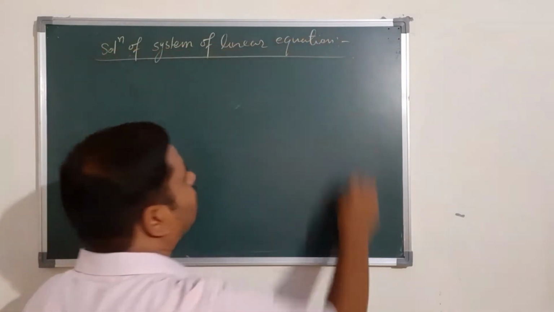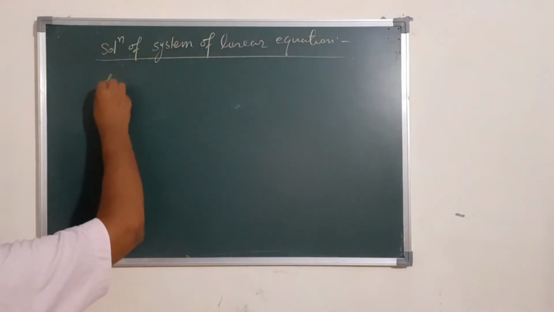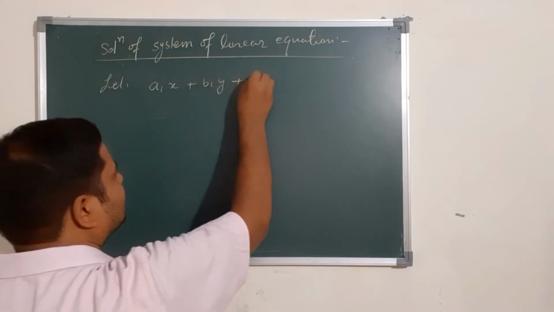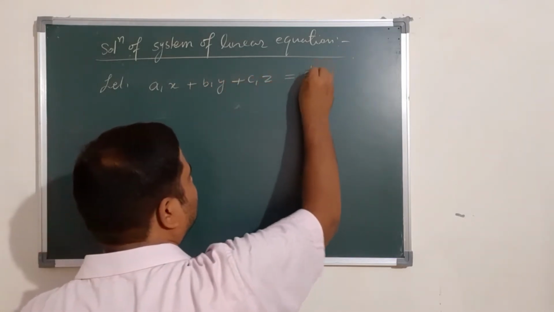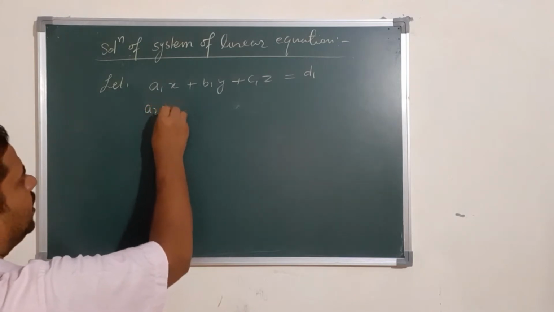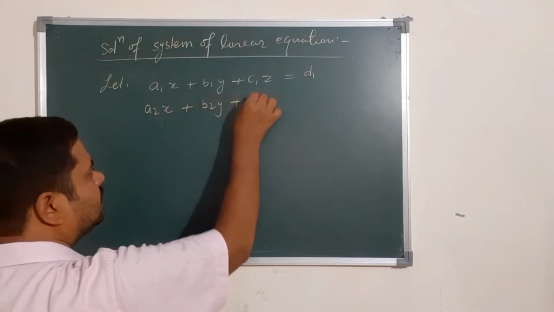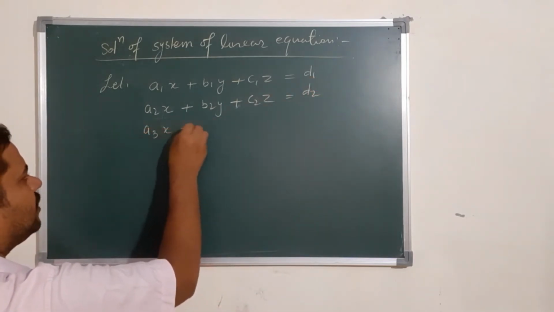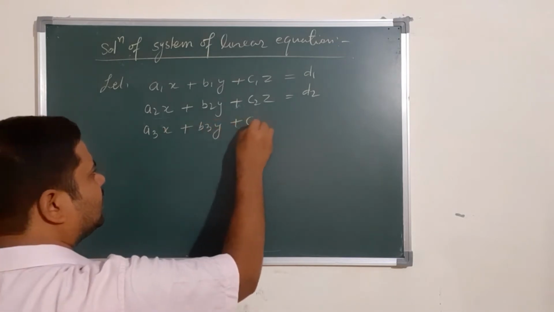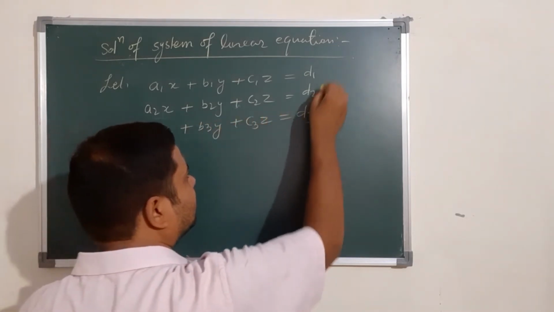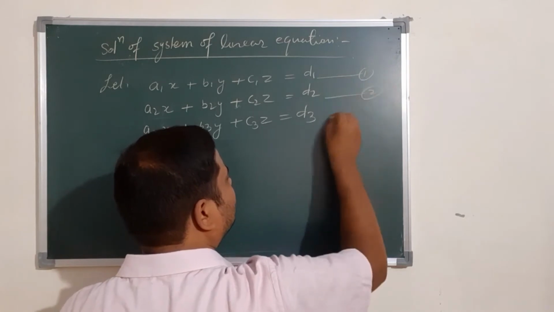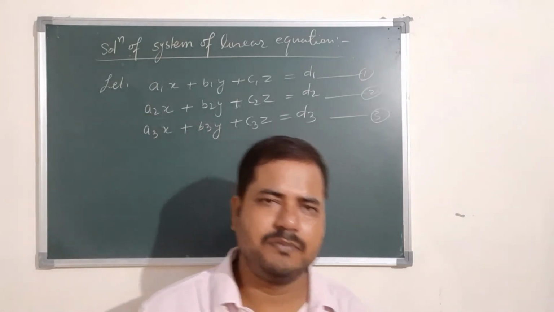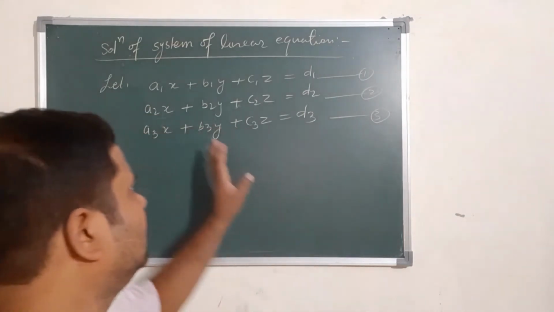Okay. So suppose a1x plus b1y plus c1z is equal to d1, a2x plus b2y plus c2z is equal to d2, a3x plus b3y plus c3z is equal to d3. These are the system of linear equation in 3 variables. 2 variables can also be solved this way, but we are going to consider 3 variables.